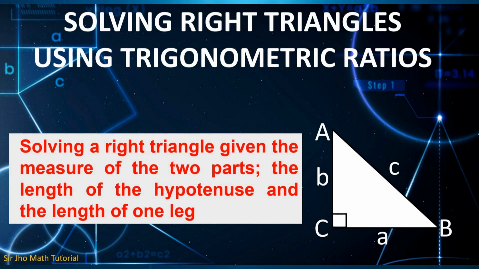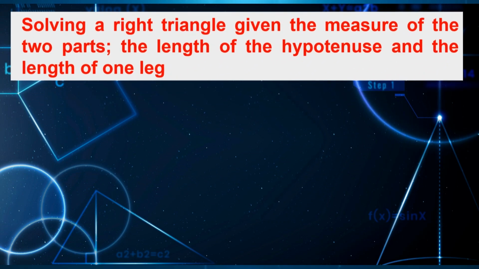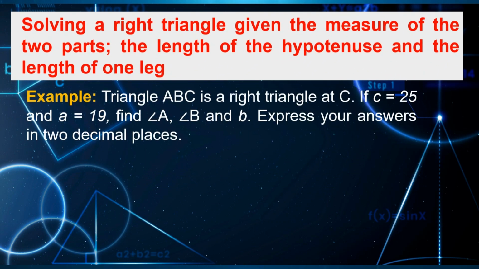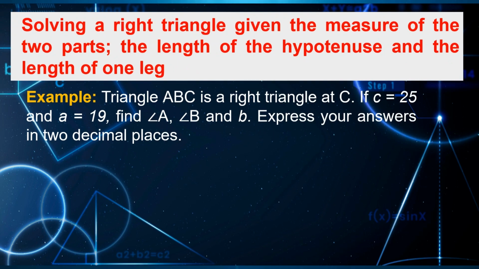Hello everyone, in this video we are going to solve a right triangle given the measure of two parts: the length of the hypotenuse and the length of one leg. Example: triangle ABC is a right triangle at C. If side C is equal to 25 and side A is equal to 19, find angle A, angle B and side B. Express your answers in two decimal places.